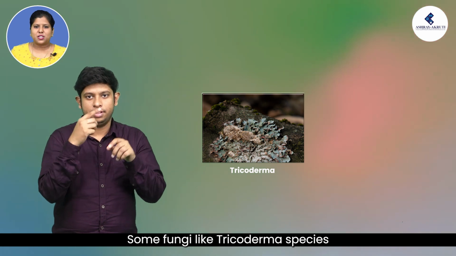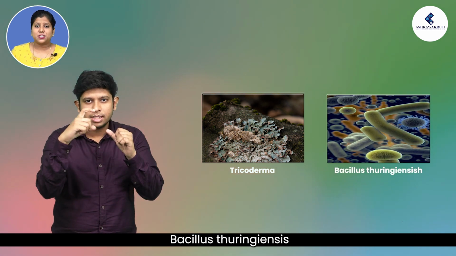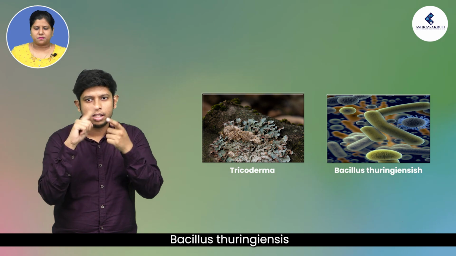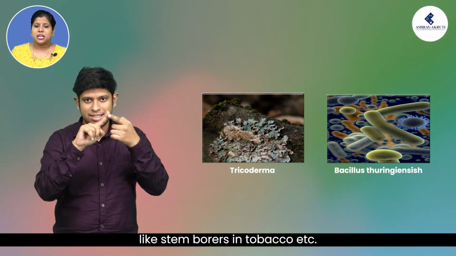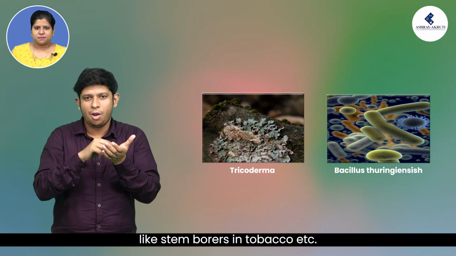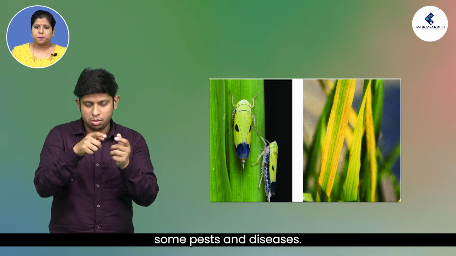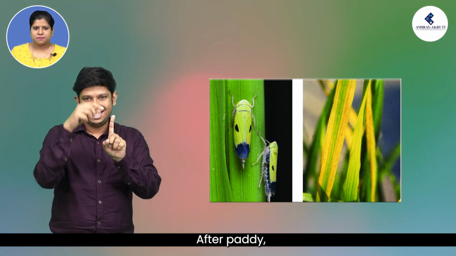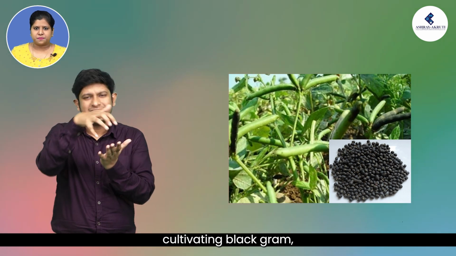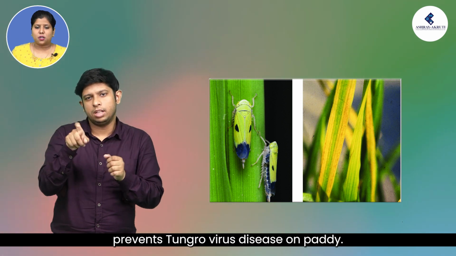Some fungi like Trichoderma species and some bacteria like Bacillus thuringiensis are capable of destroying pests like stem borers in tobacco, etc. Some mixed crops also control some pests and diseases. After paddy, cultivating black gram, groundnut, etc. prevents tungro virus disease on paddy.